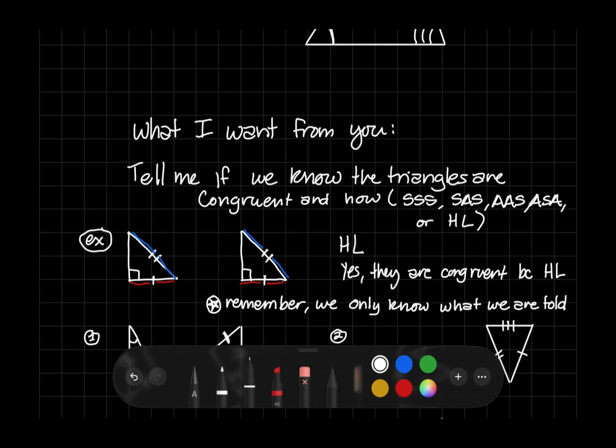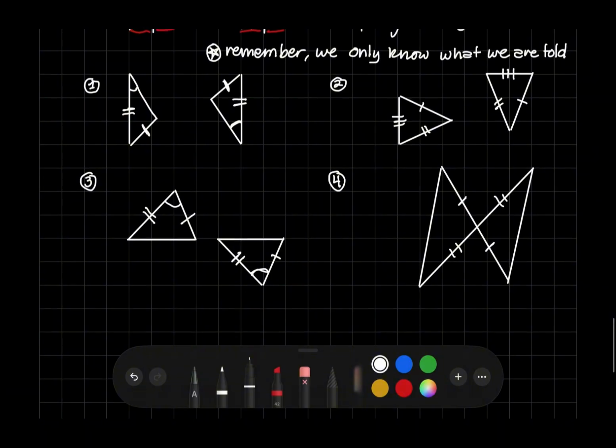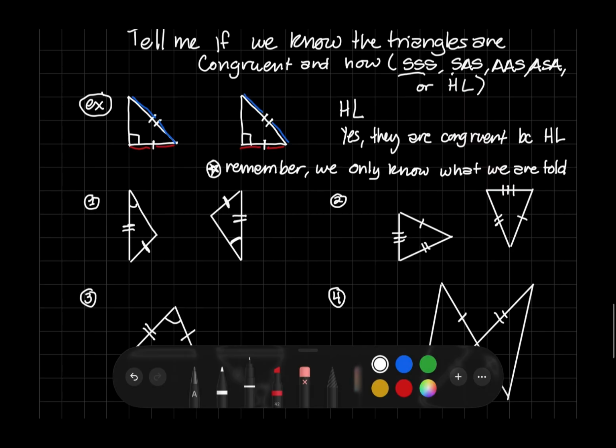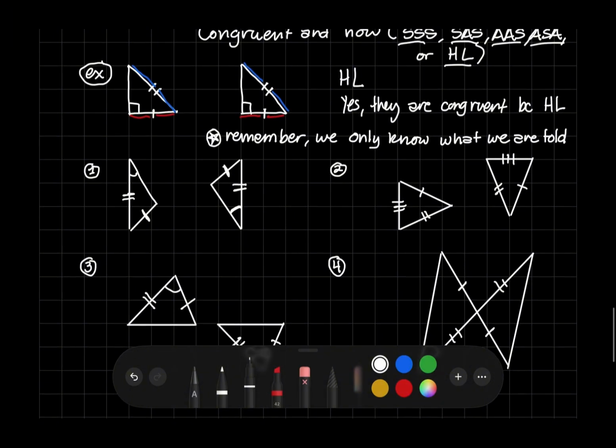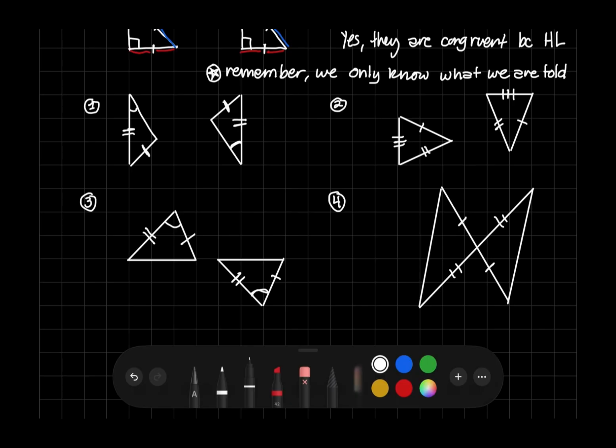Hypotenuse leg. All right, now there are four for you to do, and I want you to remember, we only know what we are told. So there is a triangle here that looks congruent, but we cannot prove for a fact that it is congruent. Make sure you remember to check for side, side, side, side, angle, side, angle, side, angle, and hypotenuse leg. If it does not fall in one of those categories, then it is not necessarily congruent.